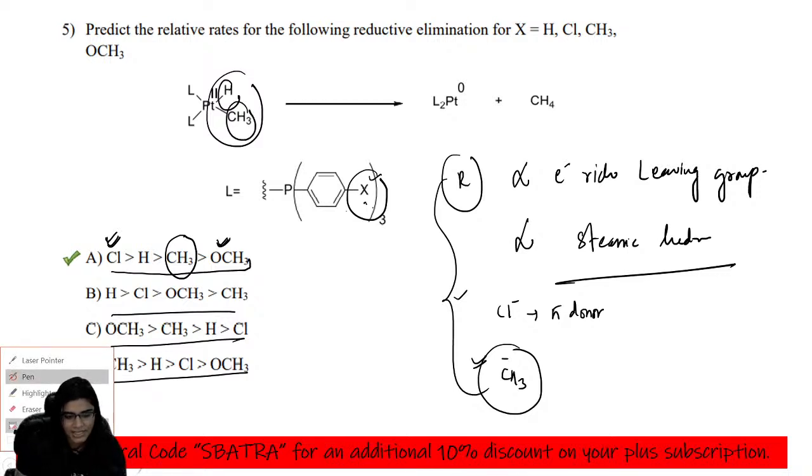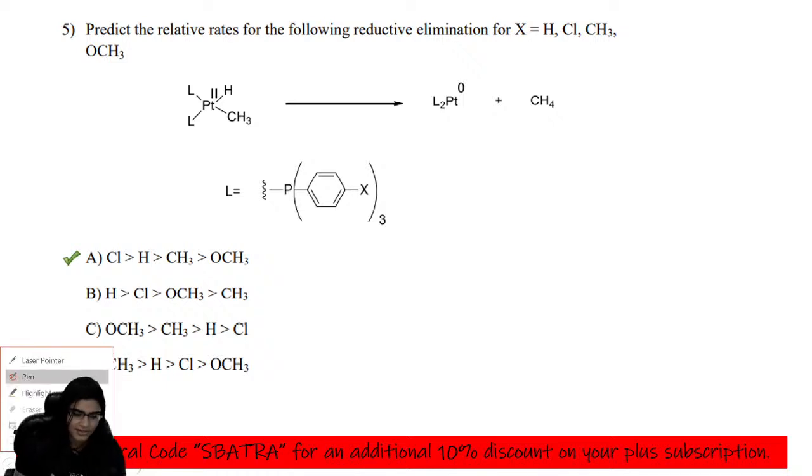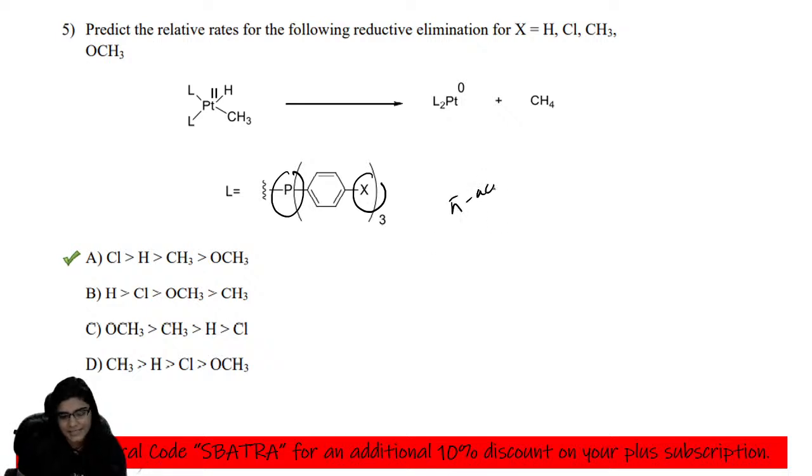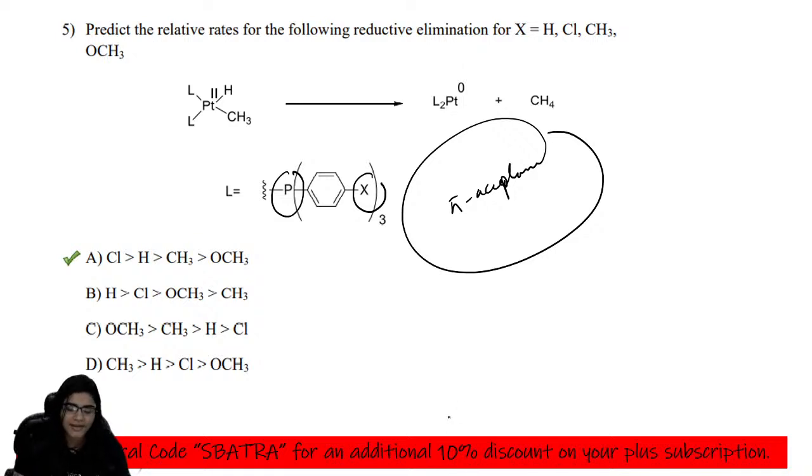That means they are attached with your phosphorus. So if they are attached with phosphorus, what we have to see is that they should be better pi acceptors. So what should be the order of their pi accepting tendency? We have Cl minus, hydride minus, CH3 minus, and OCH3 minus. So these are your ligands.